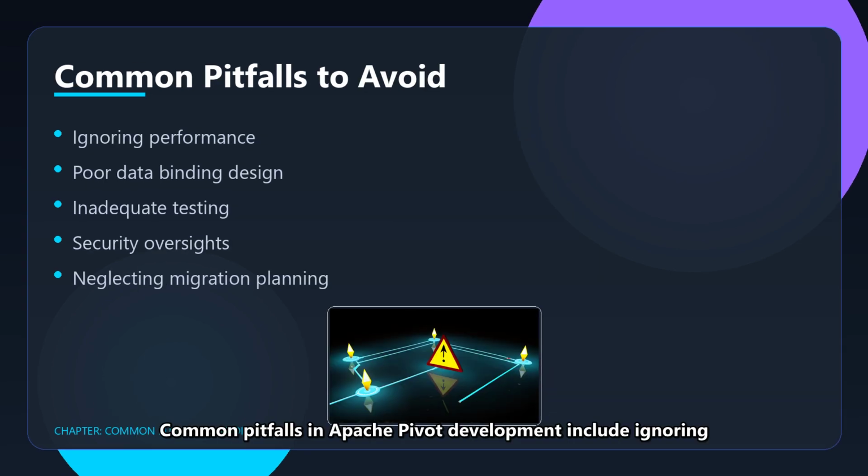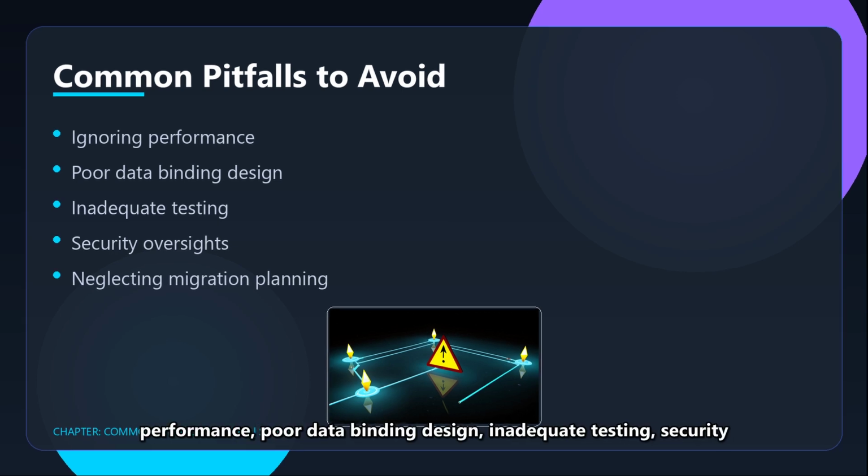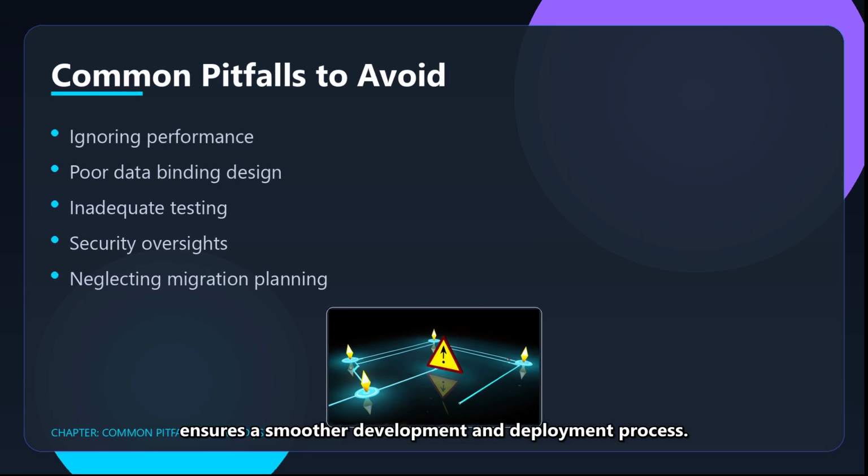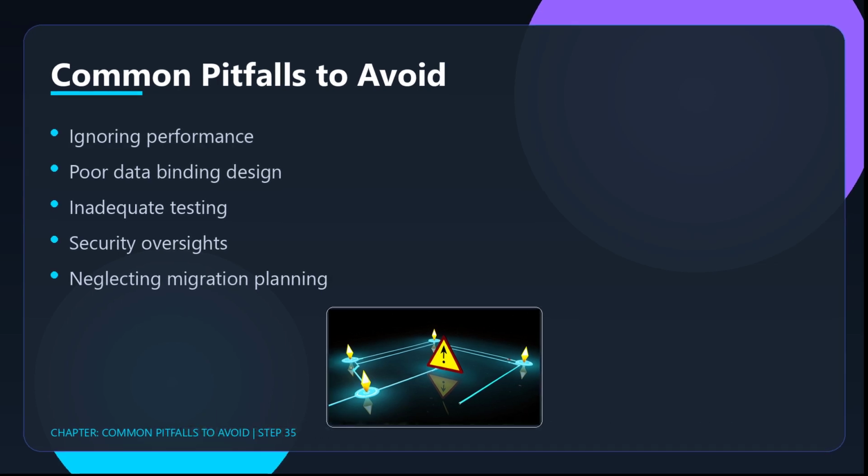Common pitfalls in Apache Pivot development include ignoring performance, poor data binding design, inadequate testing, security oversights, and neglecting migration planning. Avoiding these pitfalls ensures a smoother development and deployment process.